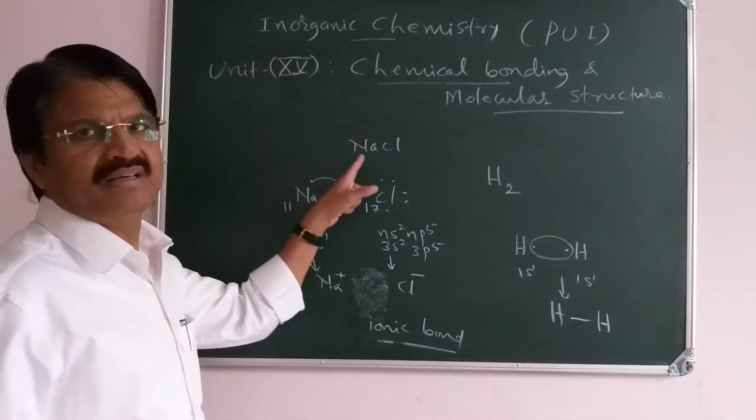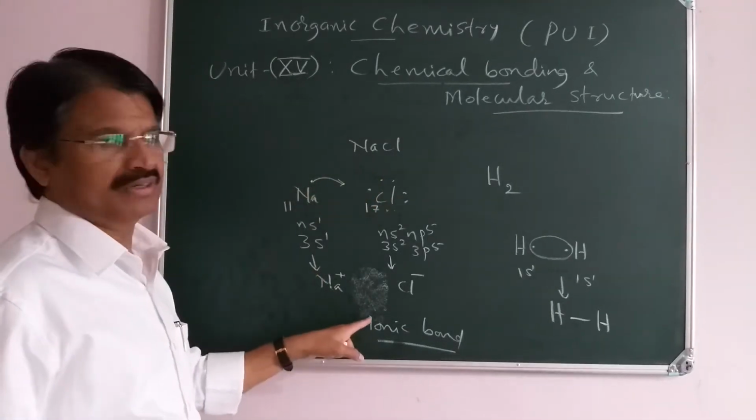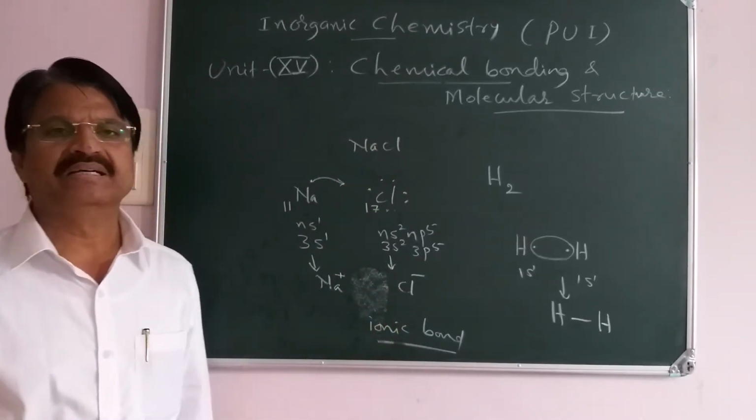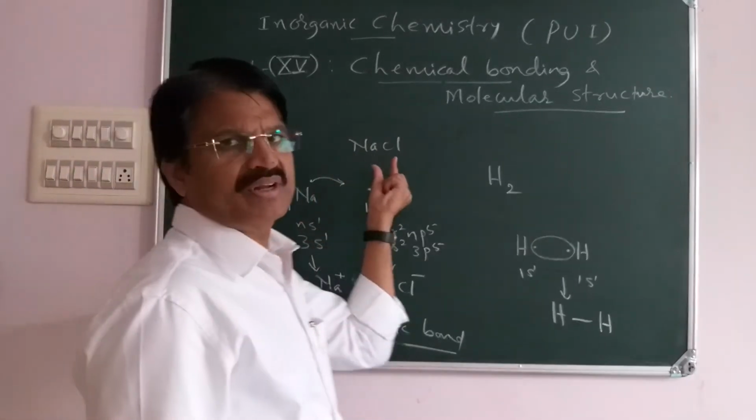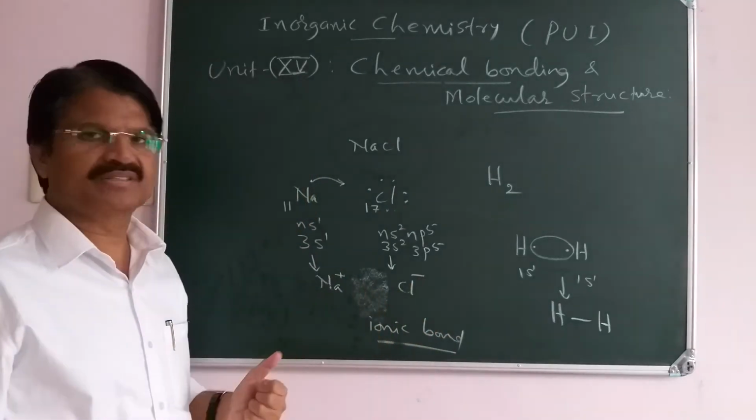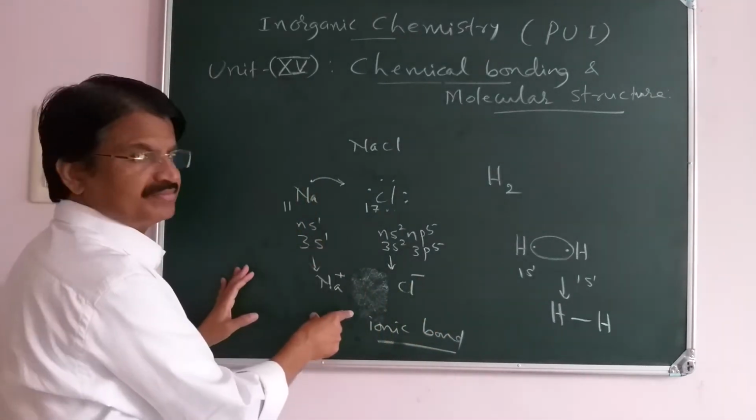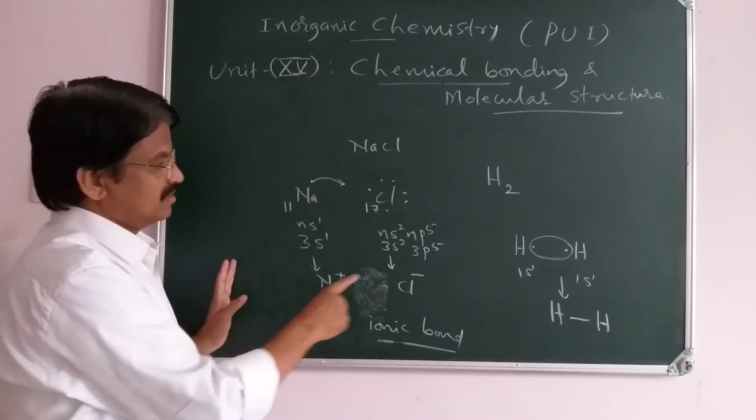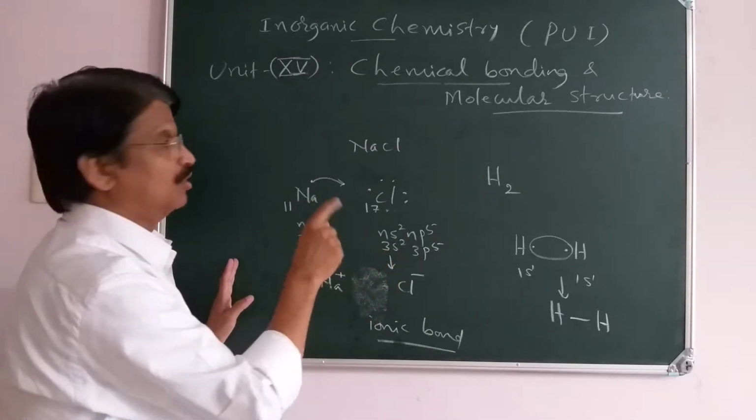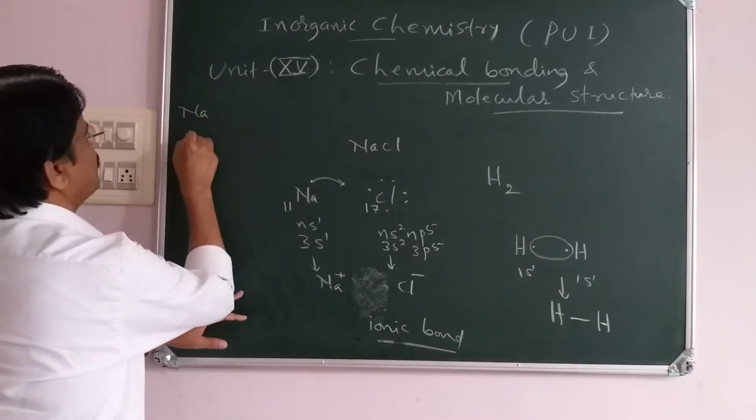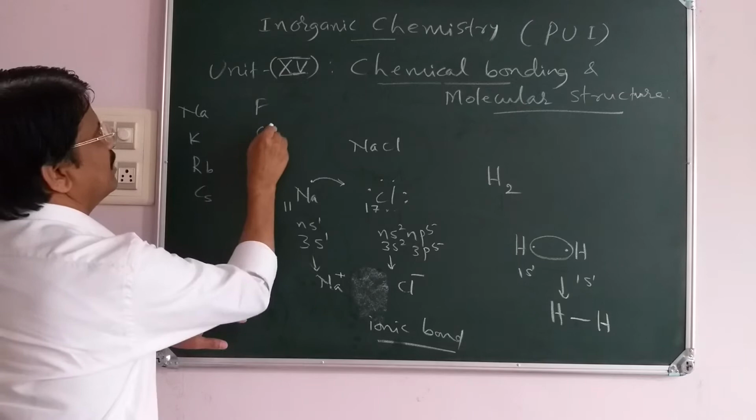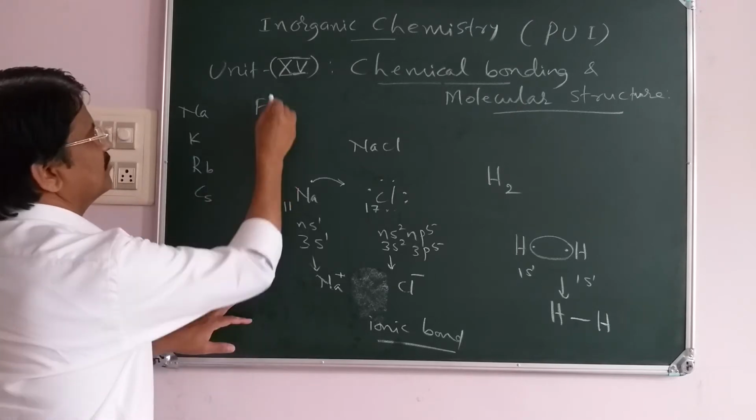Now first I will explain about the formation of an ionic bond. Here I partially covered how an ionic bond is formed. Now the conditions for an ionic bond, how this bond is produced. The size of the cation should be large. The size of the anion should be small. Sodium, potassium, rubidium, cesium, fluorine, chlorine, bromine, iodine.